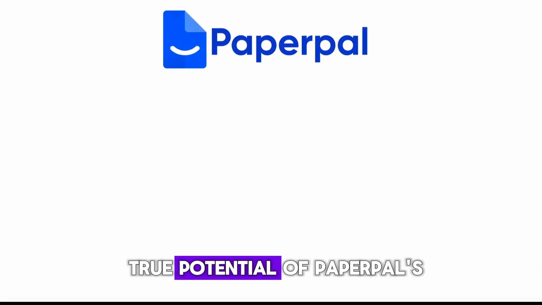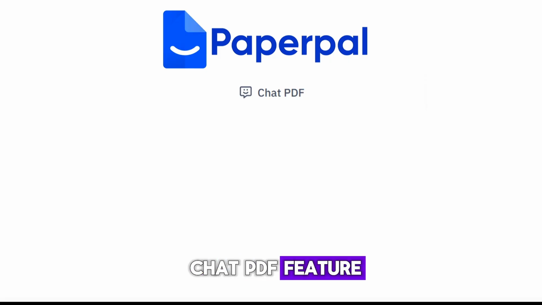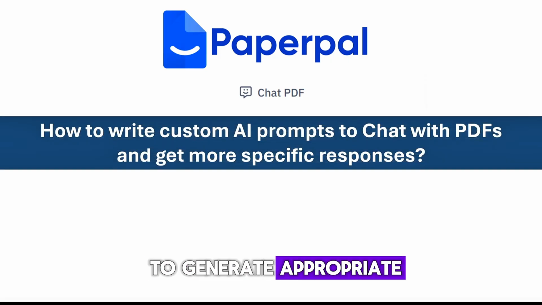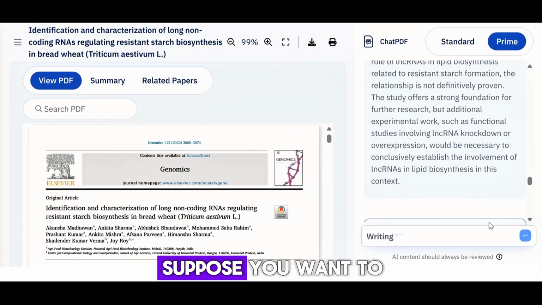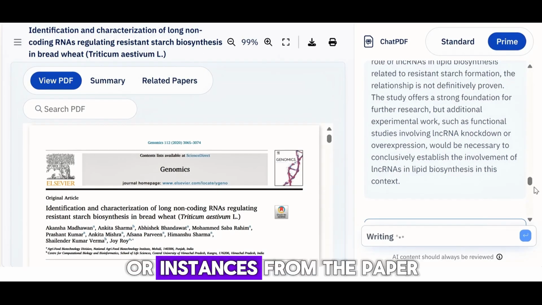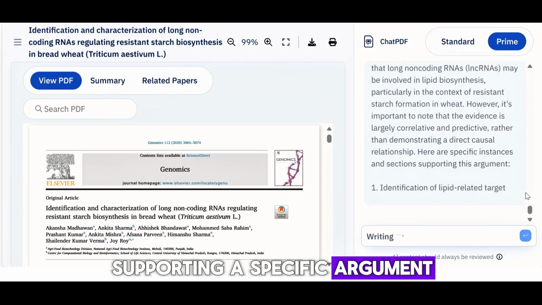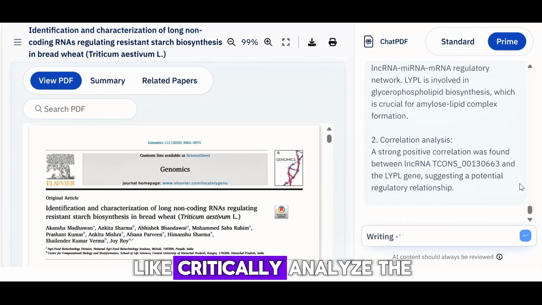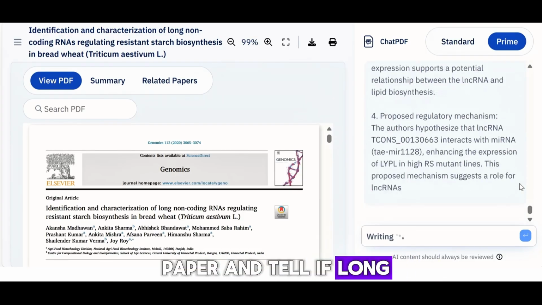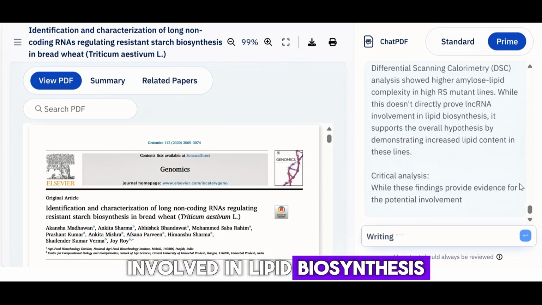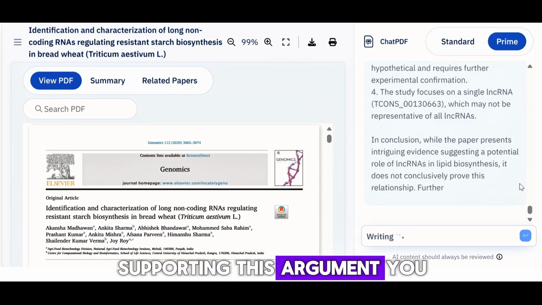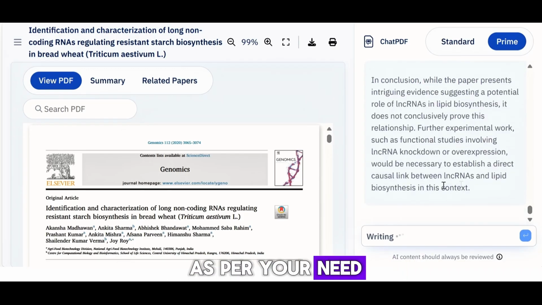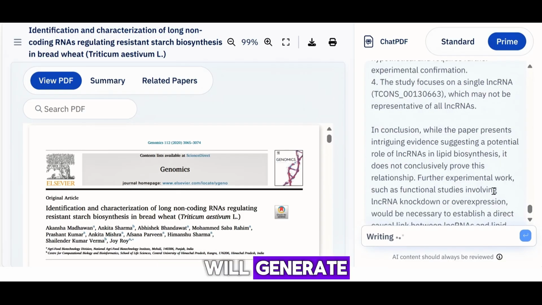Now, to test the true potential of Paperpal's Chat PDF feature, let's check its ability to generate appropriate responses based on customized and more specific prompts. Suppose you want to find a specific section or instances from the paper supporting a specific argument, then you can write a prompt like, critically analyze the paper and tell if long non-coding RNAs are involved in lipid biosynthesis, share specific instances and sections of the paper supporting this argument. You can alter the prompt as per your need. Remember that the clearer and more specific your prompt, the better the response it will generate.